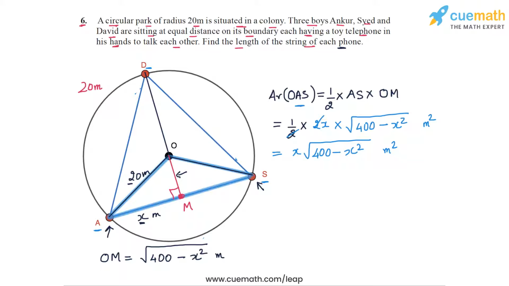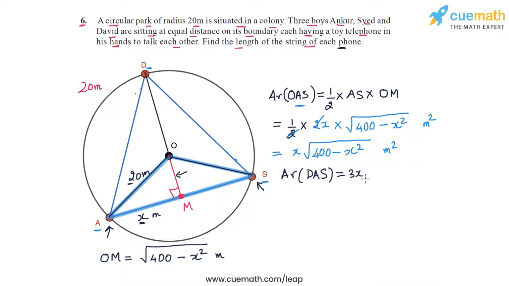This triangle I have highlighted. So what do you think will be the area of the whole equilateral triangle DAS? Well, DAS is 3 of these triangles put together: OAS, OSD and ODA. So the area of triangle DAS, the full equilateral triangle, will be 3 times this expression that we obtained.